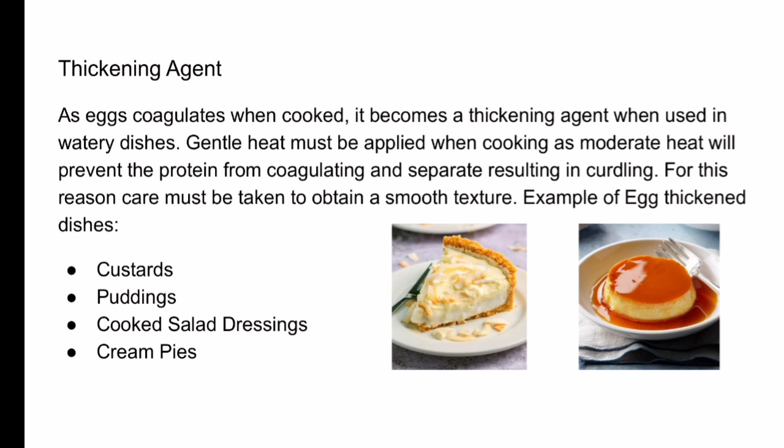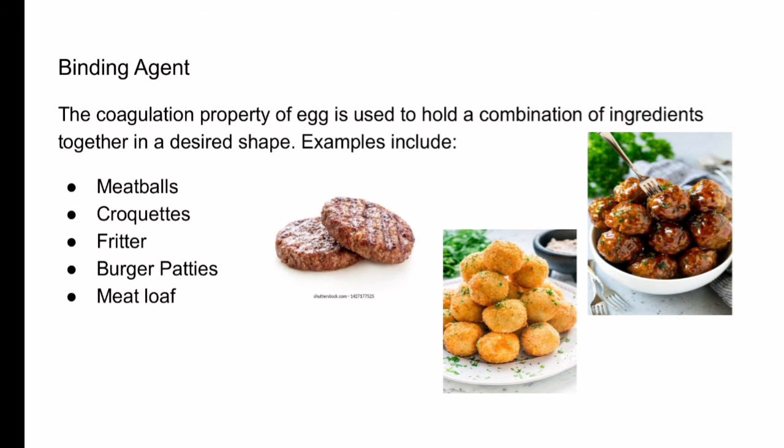Eggs may also be used as a binding agent, meaning that the coagulation property of the egg is used to hold a combination of ingredients together in a desired shape or form. And examples include meatballs, potato croquettes, fritters, burger patties, or meatloaves.